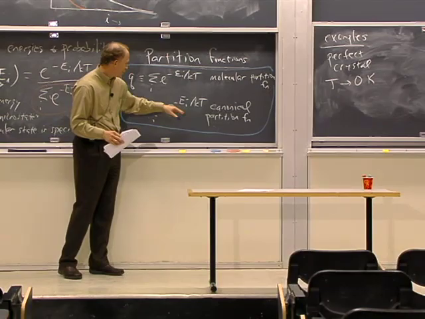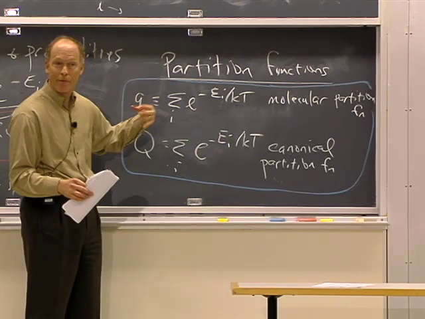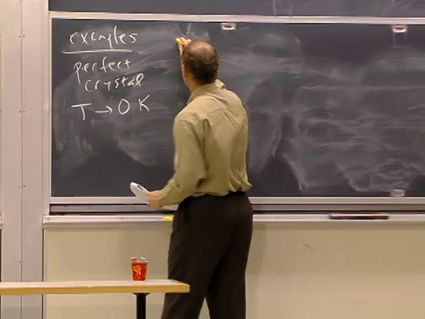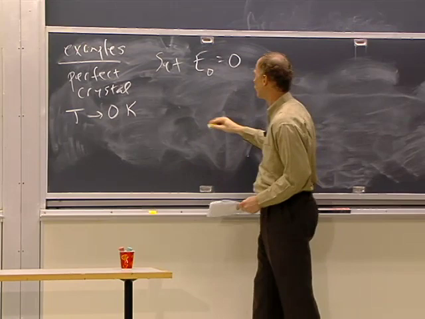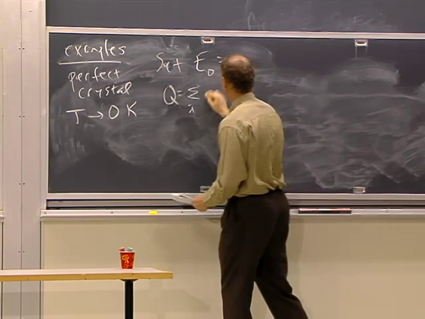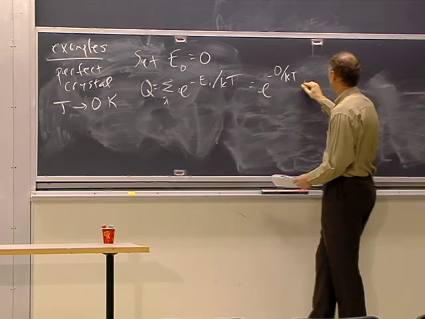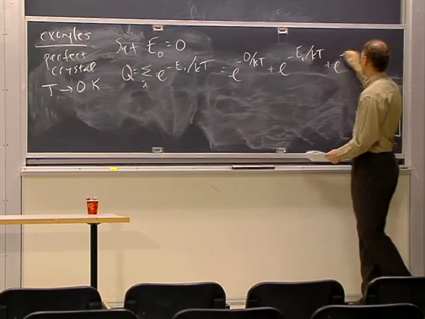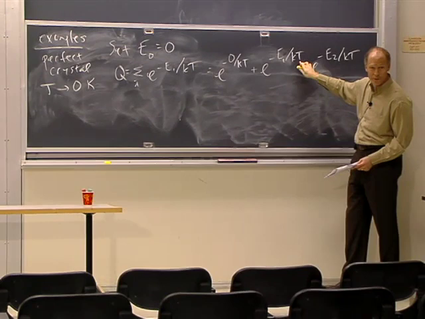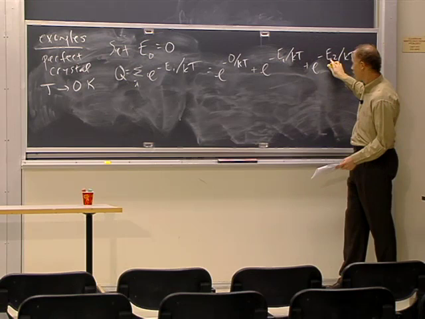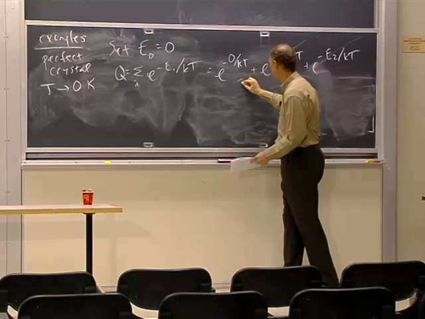We'll place it there. For that one state, this will be equal to one, and for everything else, it'll be zero, right? So Q is just the sum of e to the minus Ei over kT. It's equal to e to the minus 0 over kT plus e to the minus E1 over kT plus e to the minus E2 over kT. But remember, T is really tiny. It's almost 0 degrees Kelvin. So all these things are much bigger than that. So this is vanishingly small. This is vanishingly small. The whole thing is approximately equal to 1.